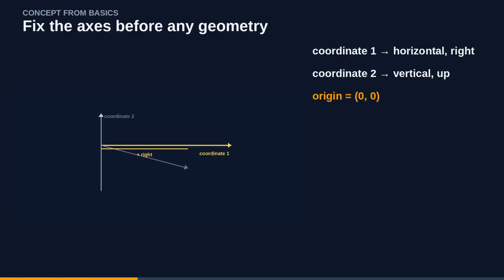Before you do any geometry, fix the axes. Coordinate 1 means the first number here, how far right from the origin. Coordinate 2 means the second number here, how far up or down if it is negative. Units and order stay fixed for the whole lesson or the picture lies.